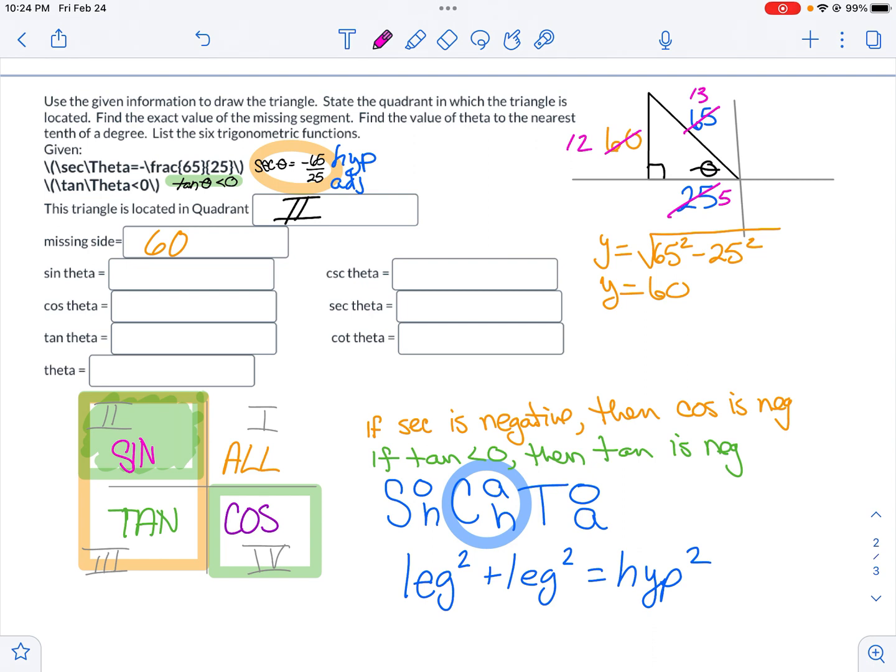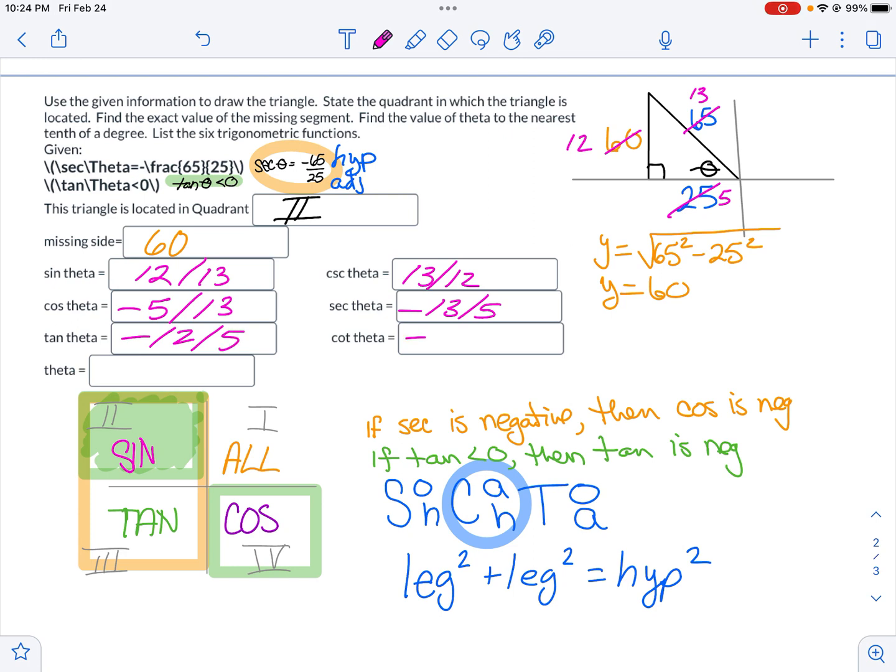Sine is the opposite, which is a positive number, divided by the hypotenuse. So cosecant is that. Cosine is the adjacent side of the triangle, which is negative, over the hypotenuse. So secant would be negative 13/5. And tangent is also negative.